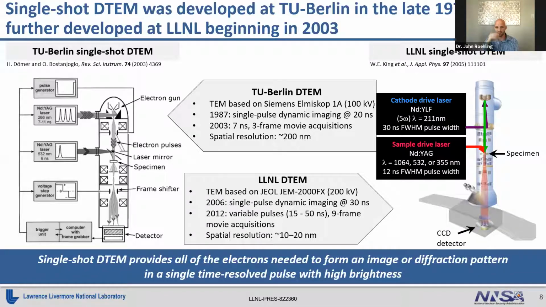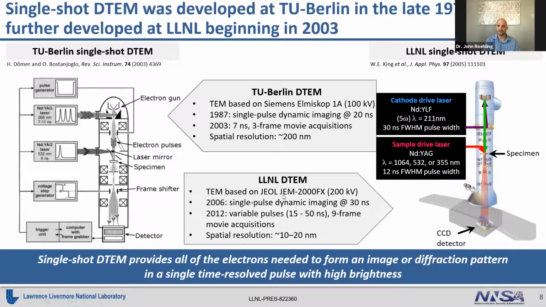The first DTEM was developed at the University of Berlin in the 70s, and Livermore started doing its own development in around 2003. The first instrument in Berlin was a 100 kV instrument, and it used a laser pulse of around 20 nanoseconds. It was the first demonstration of gathering enough electrons in the column from a single laser pulse to form an image. In 2003, they improved it enough to get the first demonstration of a movie mode acquisition. But the resolution of this instrument was relatively low. It was around 200 nanometers, so that's not a whole lot better than optical imaging.